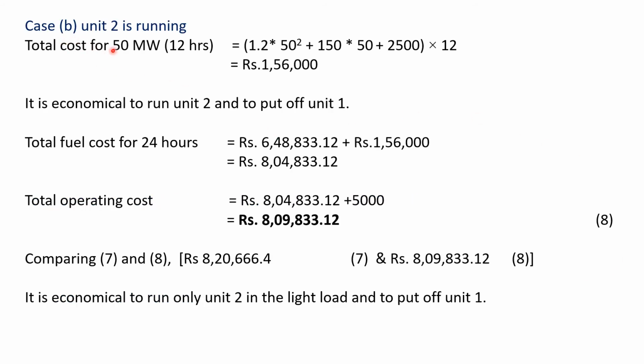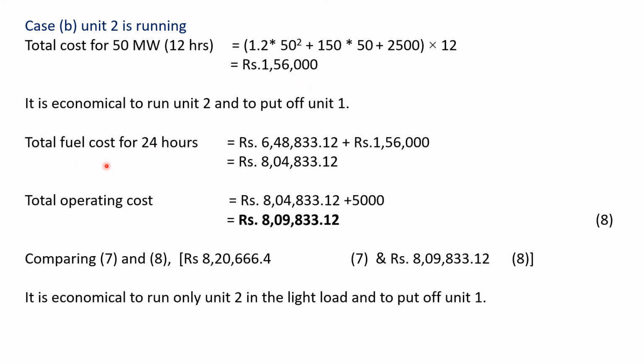Next, case B, I am considering unit 2 as running, which means unit 1 is off. So I have considered the C2 equation, substituting Pg2 as 50 megawatt. For the 12 hours time period, I have calculated that value as 1,56,000. So this value is very less when compared to unit 1. So it is economical to run unit 2 and switch off unit 1.